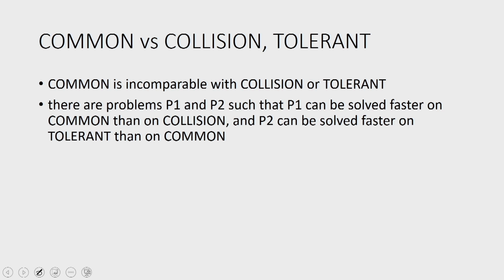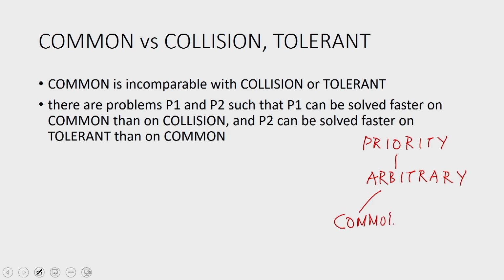But then how do collision and tolerant compare with common? This question becomes relevant because what we have just shown is that priority is more powerful than arbitrary, which is more powerful than common, and arbitrary is also more powerful than collision, and collision is more powerful than tolerant. But then how does common compare with collision and tolerant?